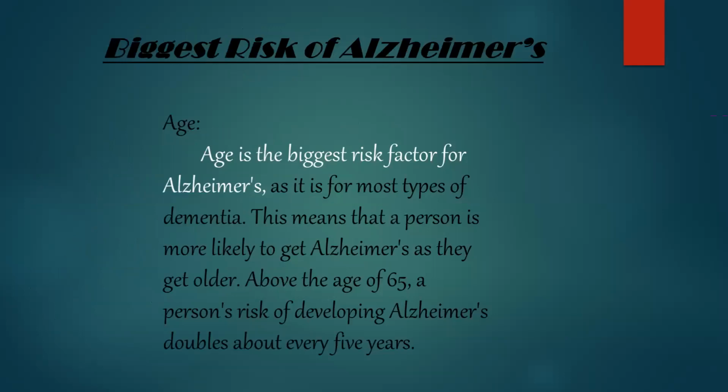Biggest risk of Alzheimer's. At which age is Alzheimer's most at risk? Age is the biggest risk for Alzheimer's, as it is for most types of dementia. This means that a person is more likely to get Alzheimer's as they get older. Above the age of 65, a person's risk of developing Alzheimer's doubles about every 5 years.